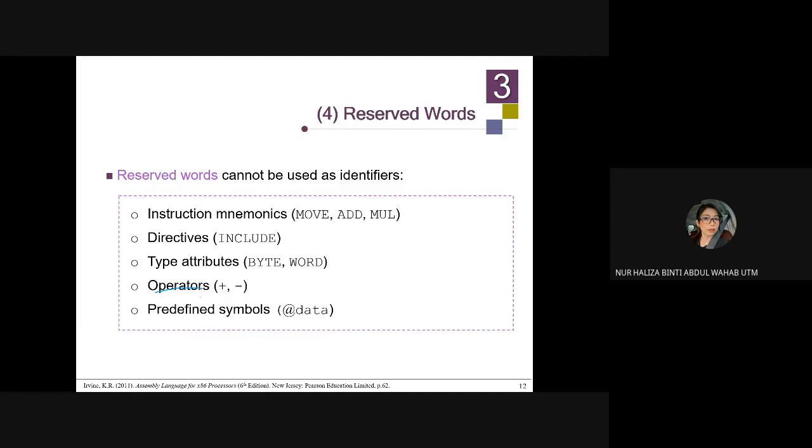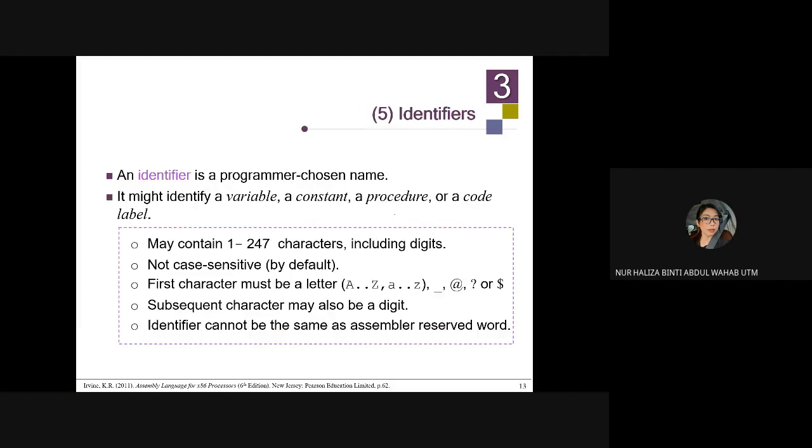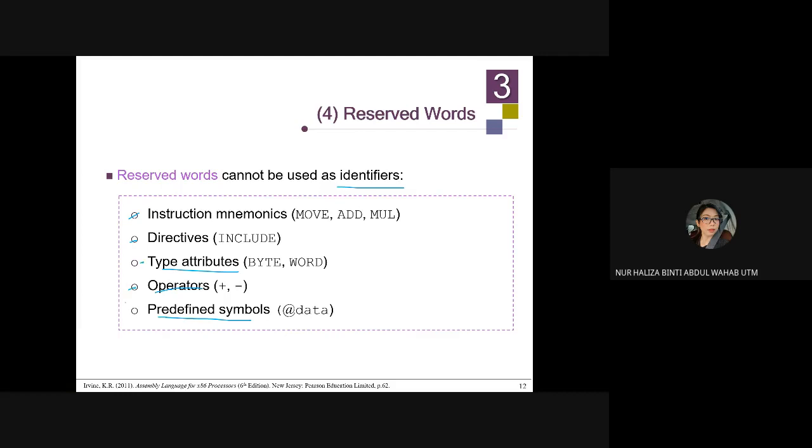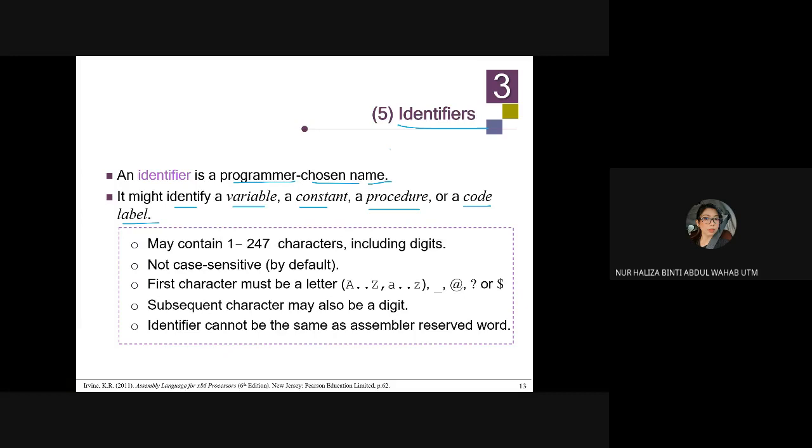So there are also operands, predefined symbols, and type attributes. You cannot use them as identifiers. Okay, now look into your identifier. What is an identifier? It's a programmer-chosen name. It might identify a variable, a constant, a procedure, or a code label. So what can you use? Because you cannot use all of these. In an identifier, what can you use?